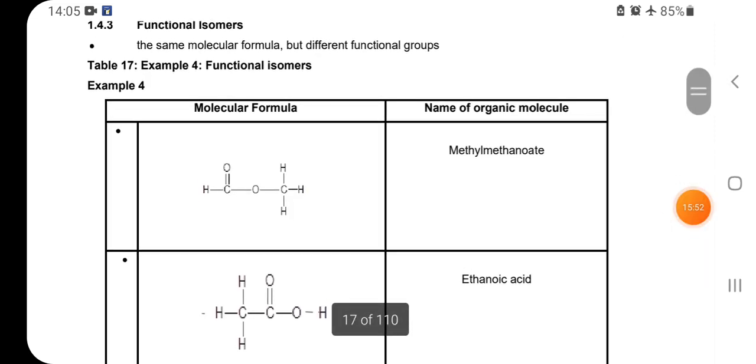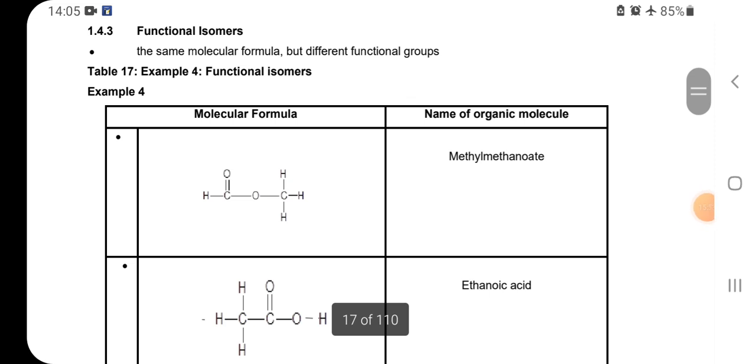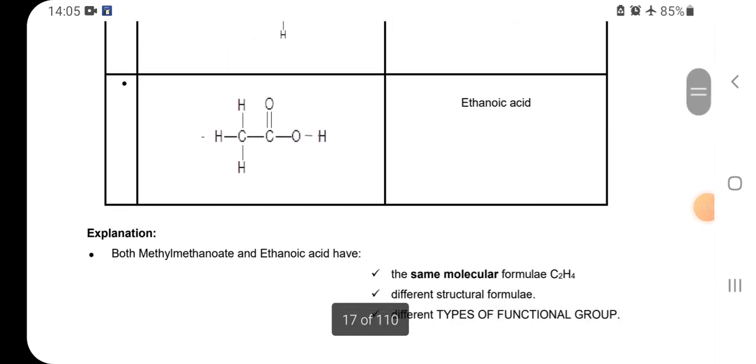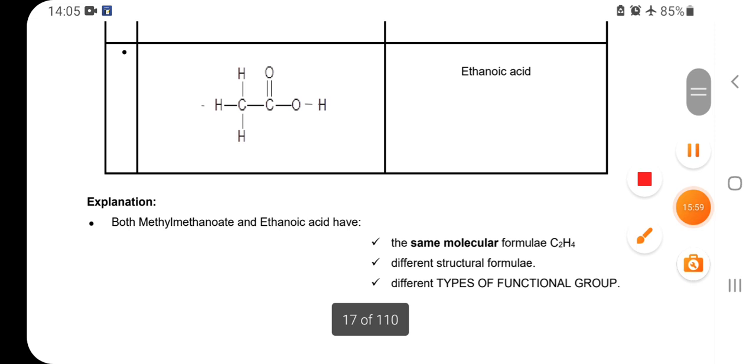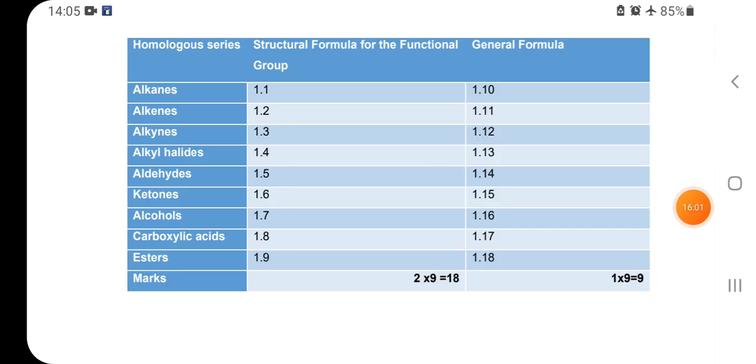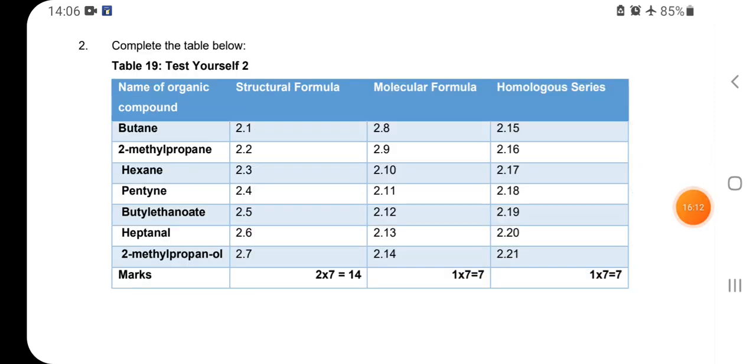And this is the functional group isomers. So you can test yourself with this table just to know whether you are able to identify the functional groups for each homologous series and the general formula. And this one is the second test as well. You can test yourself now. When you have a name, you can identify the answers.